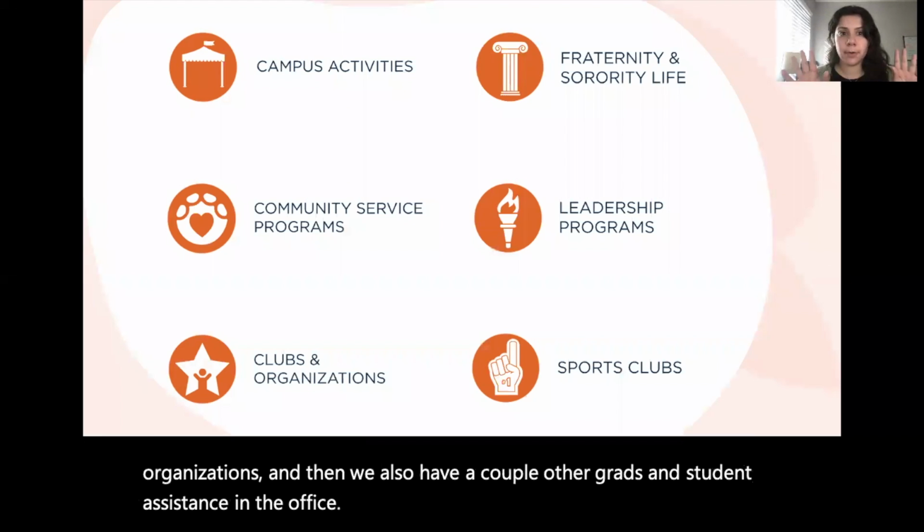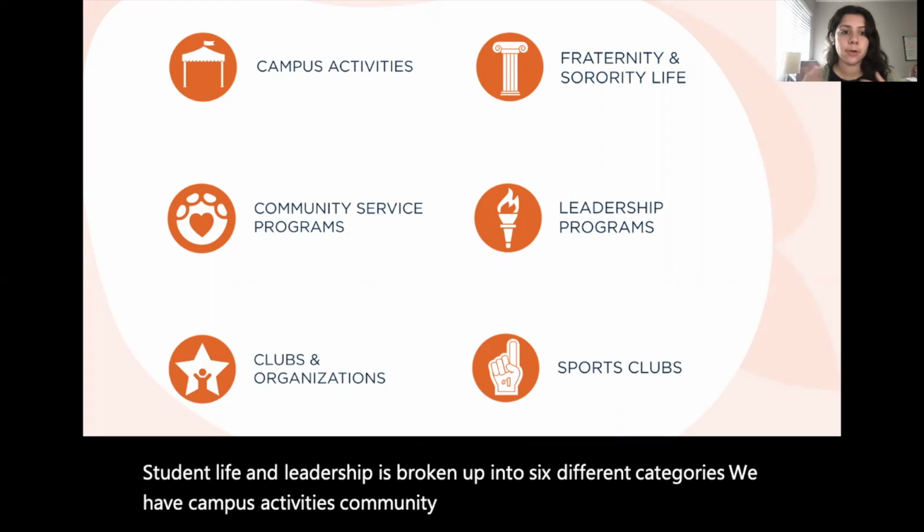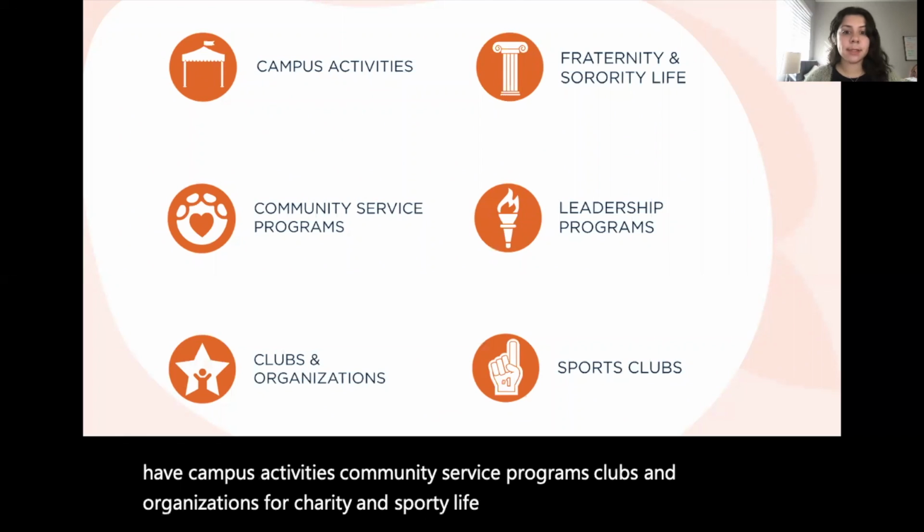Student life and leadership is broken up into 6 different categories. We have campus activities, community service programs, clubs and organizations, fraternity and sorority life, leadership programs, and sports clubs.